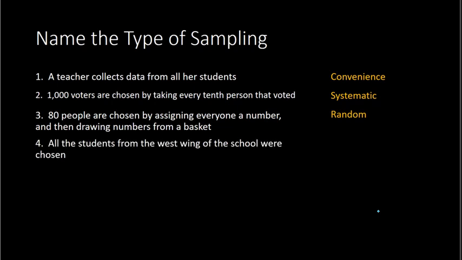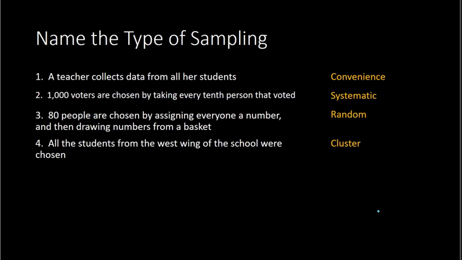Fourth, we have all the students from the west wing of the school that were chosen. Notice we are choosing a group of students or a cluster of students, all from one particular wing of the school. So this would be cluster sampling.